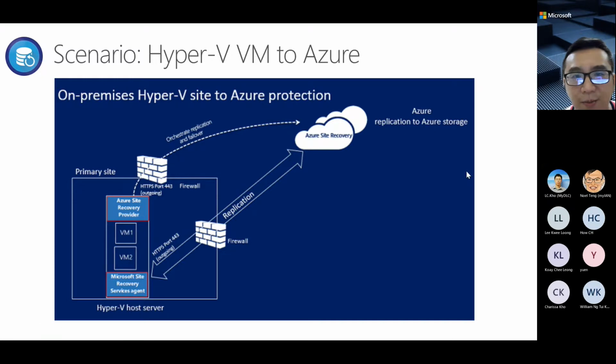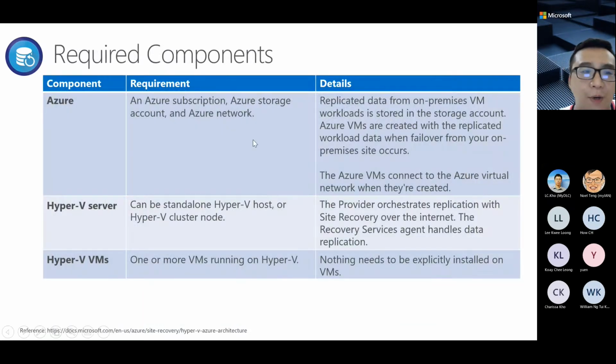Okay, so the required components, like what I said, of course you need the Azure subscription, storage account, virtual network, and the vault. And then of course you need a Hyper-V server and then the VM. The server is to host the VM, and the VM is actually the source for you to replicate to the cloud.